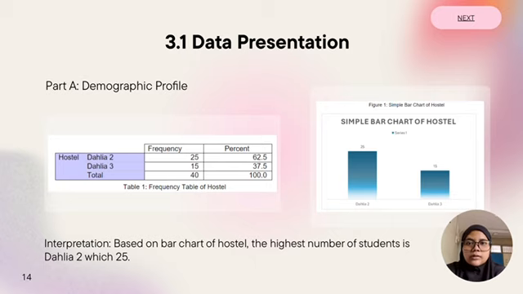The bar chart on the right illustrates the same information in graphical form. It clearly shows the number of students from Dahlia 2 is higher compared to Dahlia 3. So, to interpret, based on the bar chart of hostel, the higher number of students is Dahlia 2 with a frequency of 25 students. This indicates that most of the respondents in the study are from Dahlia 2.